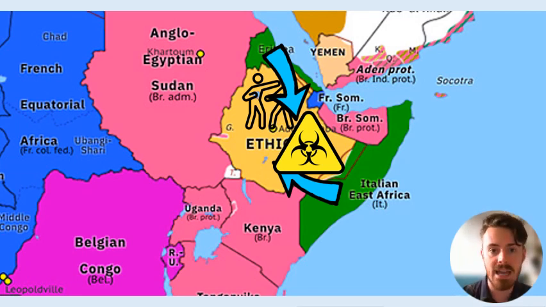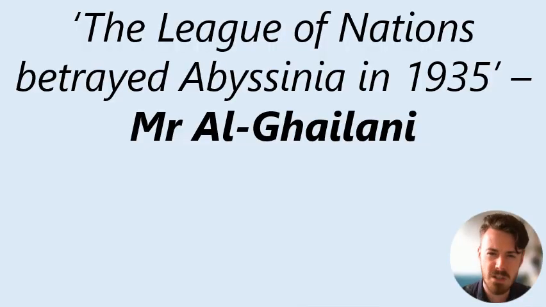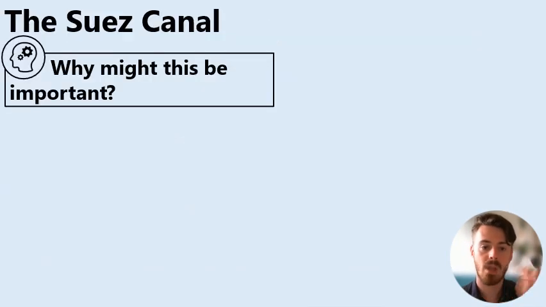So that's the why and the how. What's the response? Here's the phrase I use with this one. The League of Nations betrayed Abyssinia in 1935. They let Abyssinia down. There are many multiple ways in how the League badly affected Abyssinia. And here I'm going to say it's 3 things for you to remember. One of the ways they failed is via the Suez Canal.